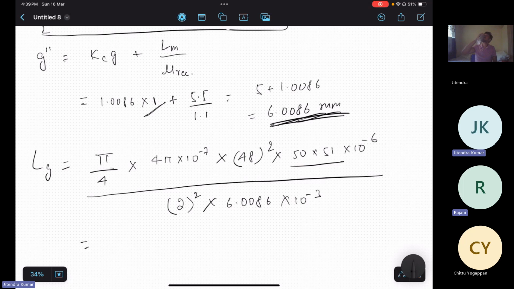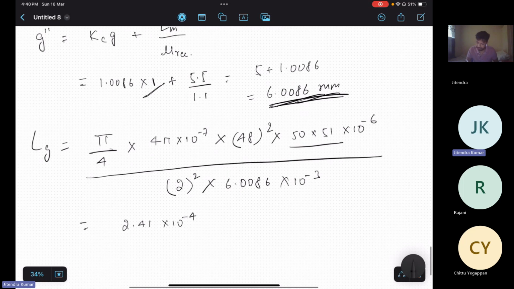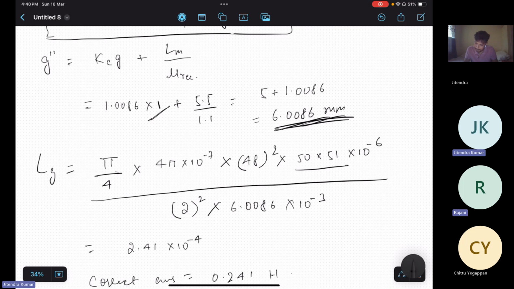2.41 into 10 raised to power minus 2, minus 4. The correct answer, I think, is 0.241 Henry. But still, let us see where we committed any mistake. I think it is 2.21.